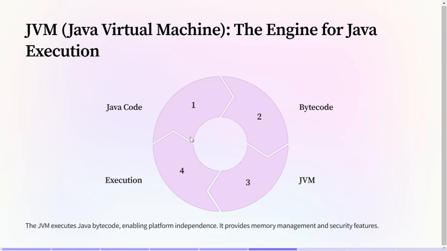And now let's see the role of the JVM in platform independence. The same Java program can run on Windows, Mac, and Linux without any modification. The JVM converts the Java code into system-specific machine code. Example: an Android app runs on different phone brands seamlessly.